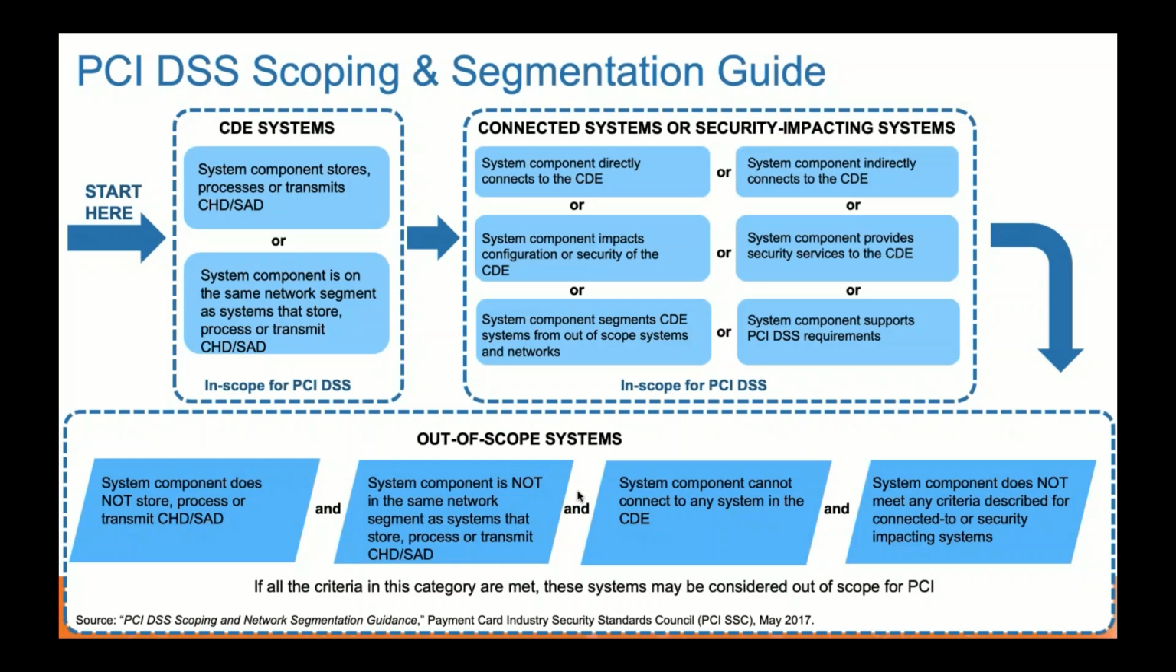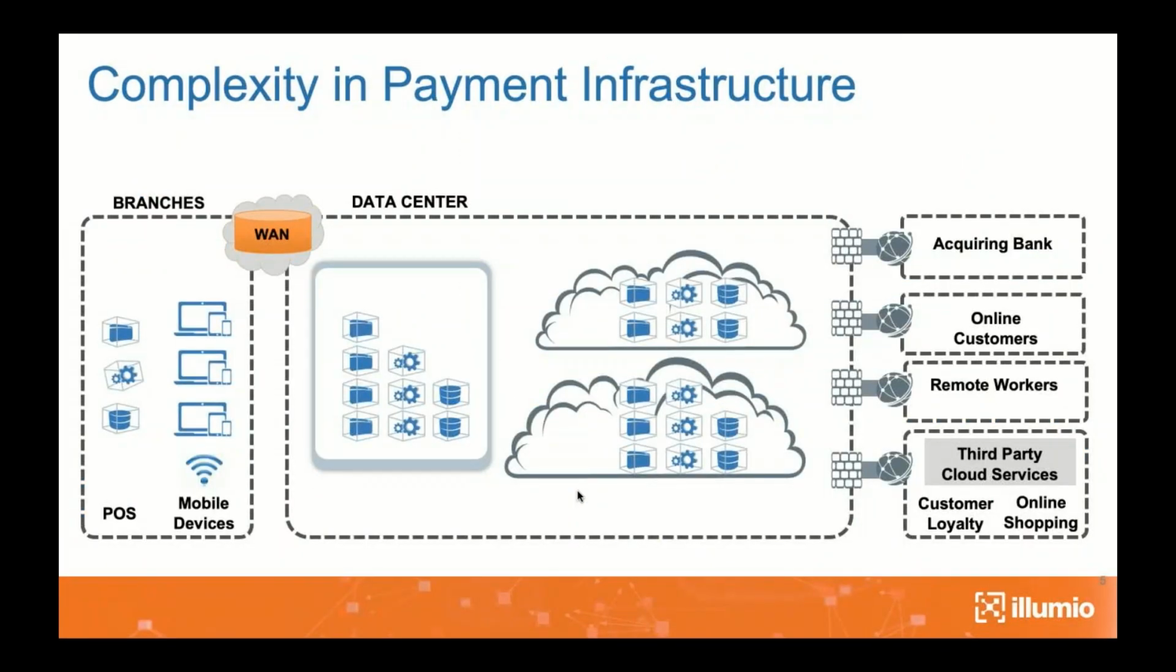Now, our customers have told us that doing this in practice is actually not always very easy, and we'll go to that in detail in the next two slides. So a lot of our customers have told us that increasing complexity in their architecture is one of the reasons that makes scoping and segmentation very tricky.